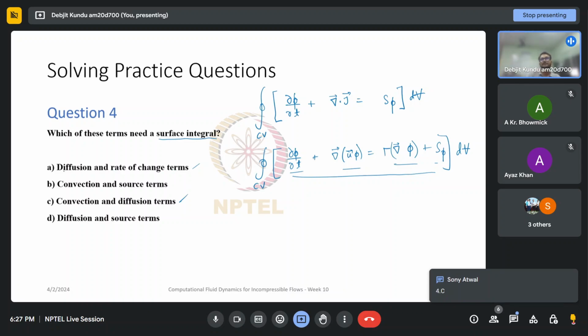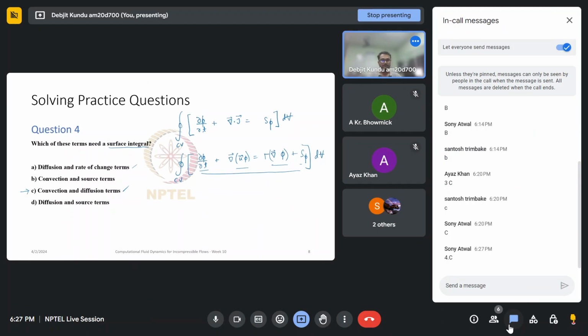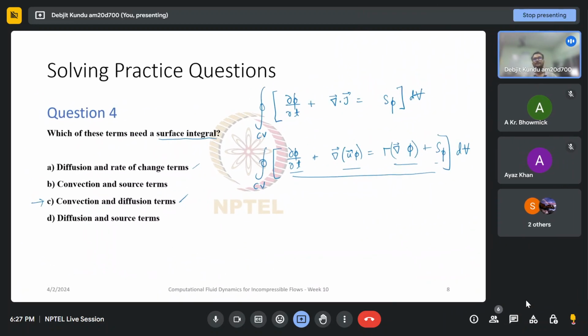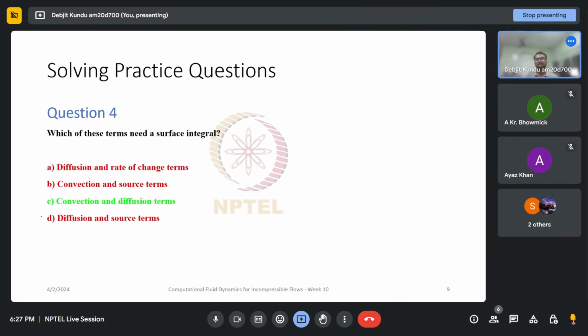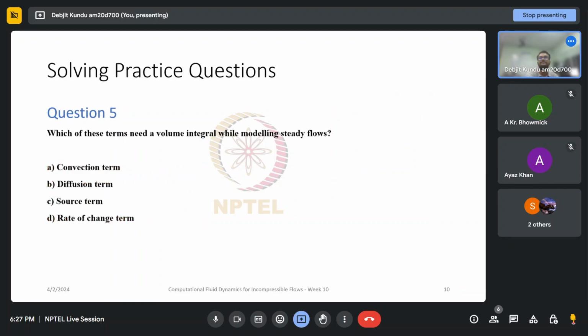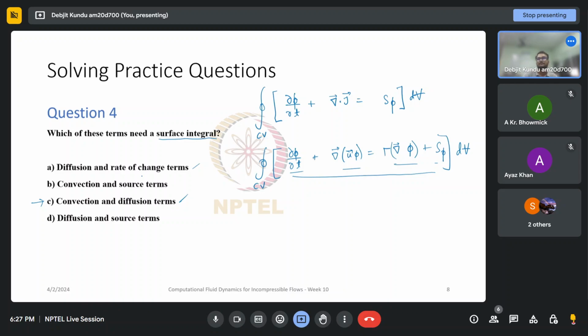Which one is it? Is it option A, diffusion and rate of change terms? Option B, convection and source terms? Option C, convection and diffusion terms? Or is it option D, diffusion and source terms? We have one answer in favor of convection and diffusion terms. Another one in favor of option C as well. So two answers in favor of option C, the convection term and diffusion term.